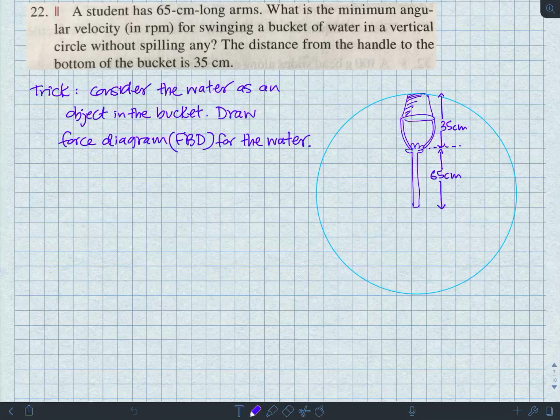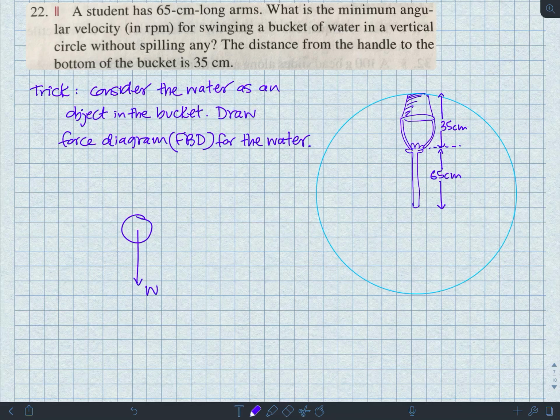Okay, so I'm just gonna make this like a blob. There's the water. And we've got the weight acting downward as always. And we also have the normal force from the bucket. So we have to ask ourselves, well, what direction is that normal force going to be acting?